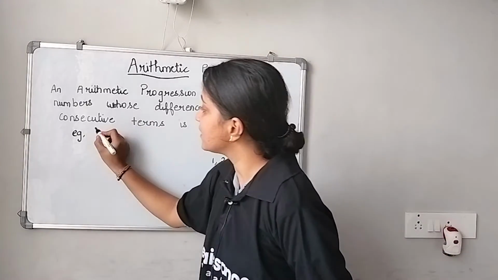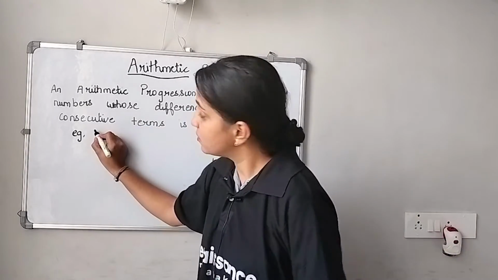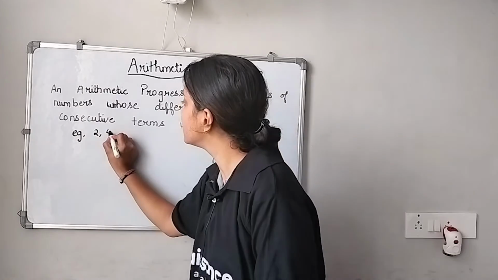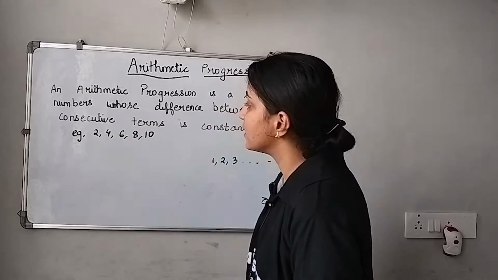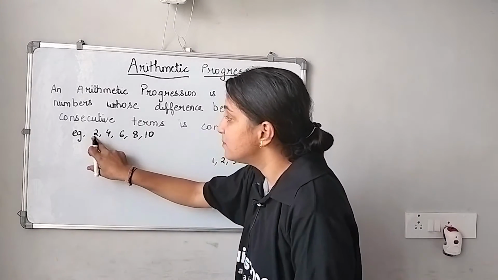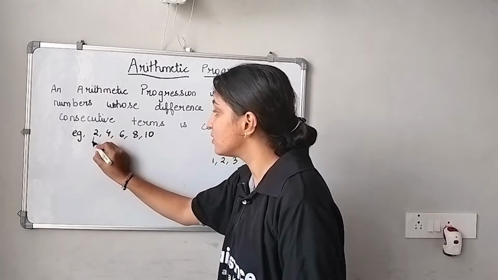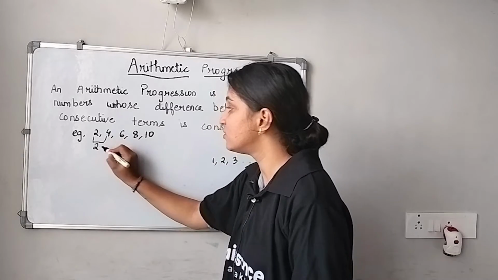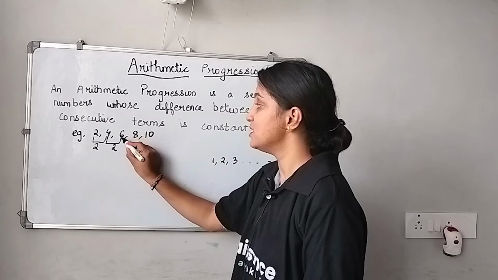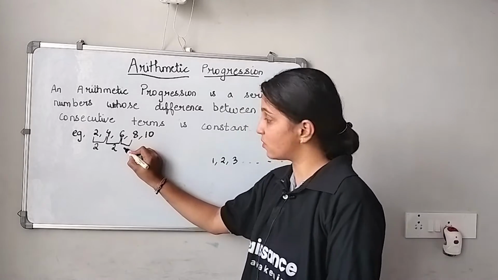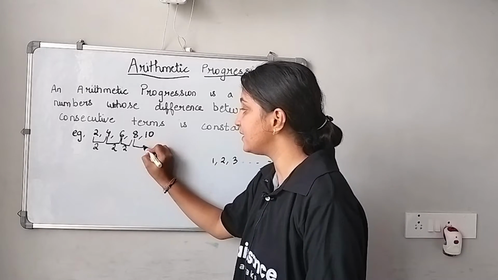Now, if I take an example like 2, 4, 6, 8, 10. Okay, now the difference between 2 and 4 is what? 4 minus 2, which is 2. Now the difference between 4 and 6 is what? 2. The difference between 6 and 8 is what? 2. And 8 and 10 is 2.